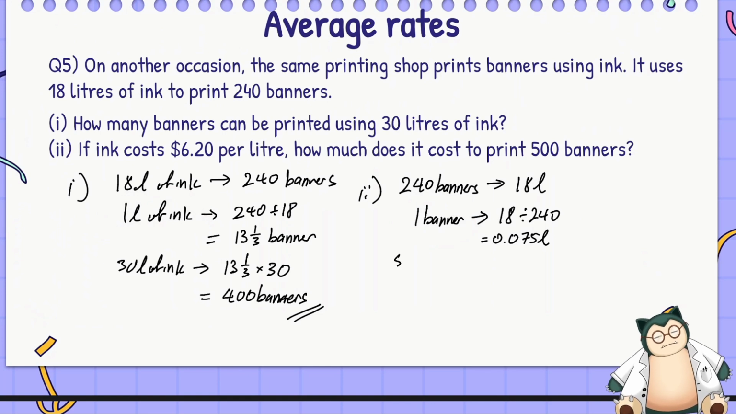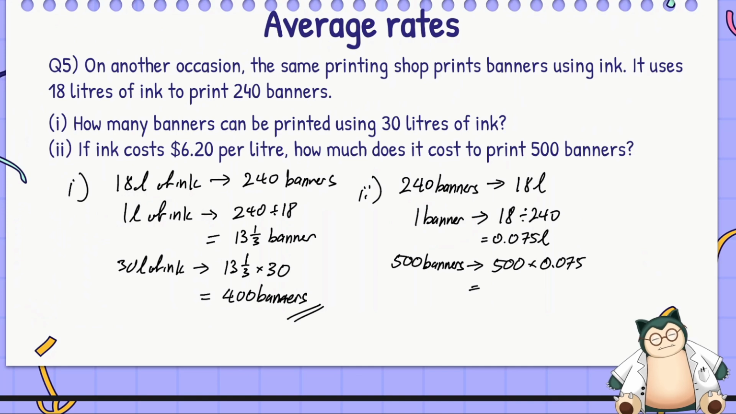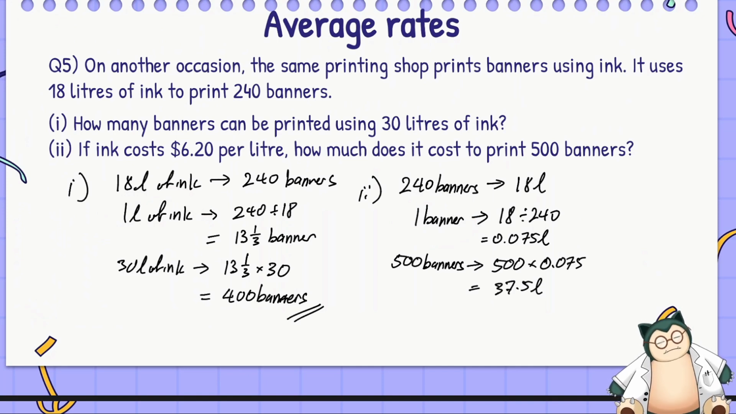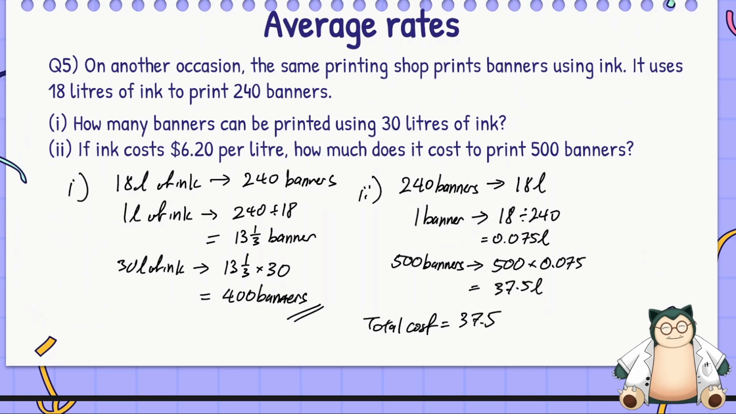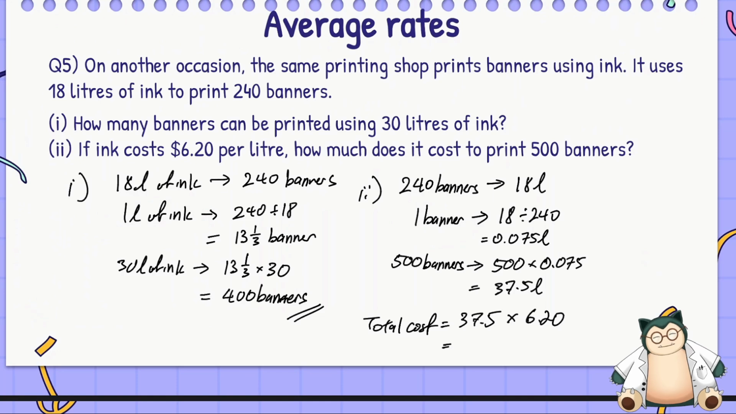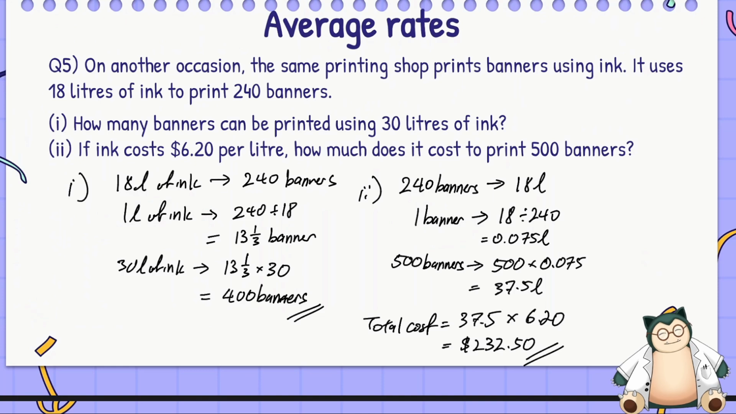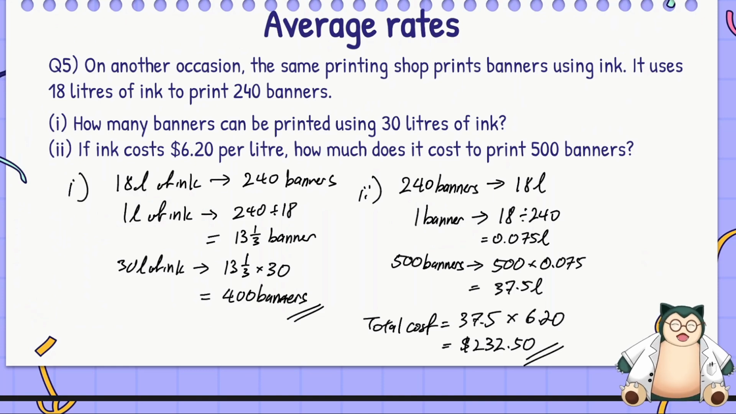Then we calculate for 500 banners. 500 multiplied by 0.075 gives us 37.5 liters of ink. The total cost would then be 37.5 multiplied by $6.20 per liter, which gives us a total value of $232.50. Is that okay, everyone? I hope you get a better idea now.